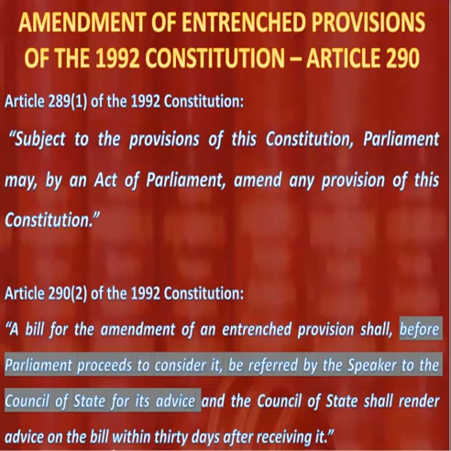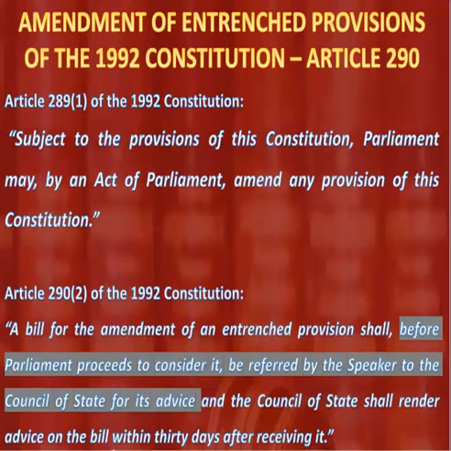By now, you already know under Article 106 of the 1992 Constitution that the power of Parliament to make laws shall be exercised by bills passed by Parliament and assented to by the President. So if the Constitution says that the power of Parliament to amend the Constitution shall be by an act of Parliament, then it means that there must definitely be a bill.